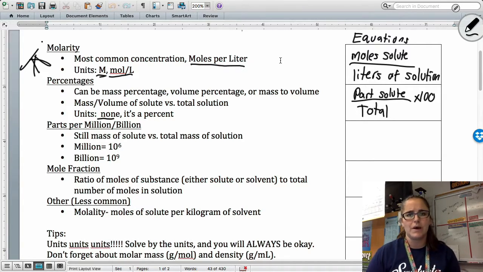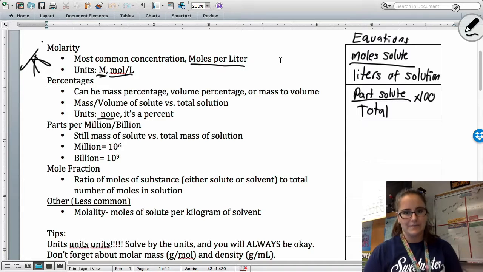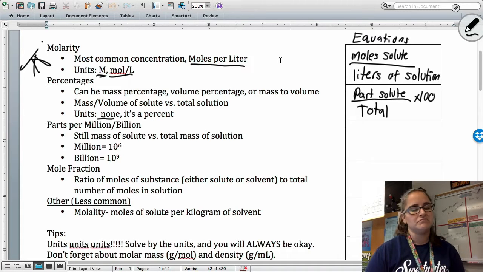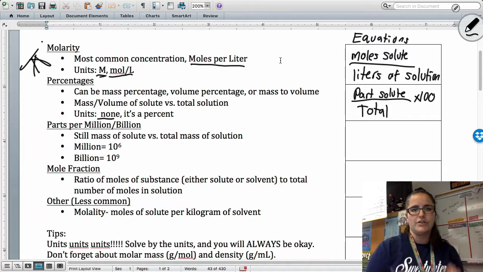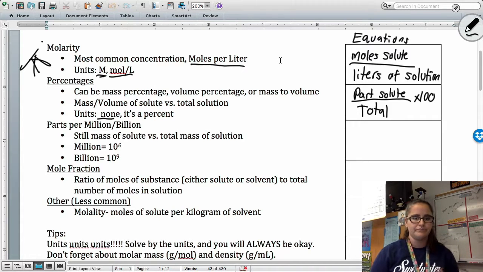And again, just look at the problem. If they're asking you for mass, it's mass over mass. If they're asking you for volume, volume of solute over volume of solution. If they're asking you mass to volume, the mass of your solute over the total volume of your solution. Okay, cool.